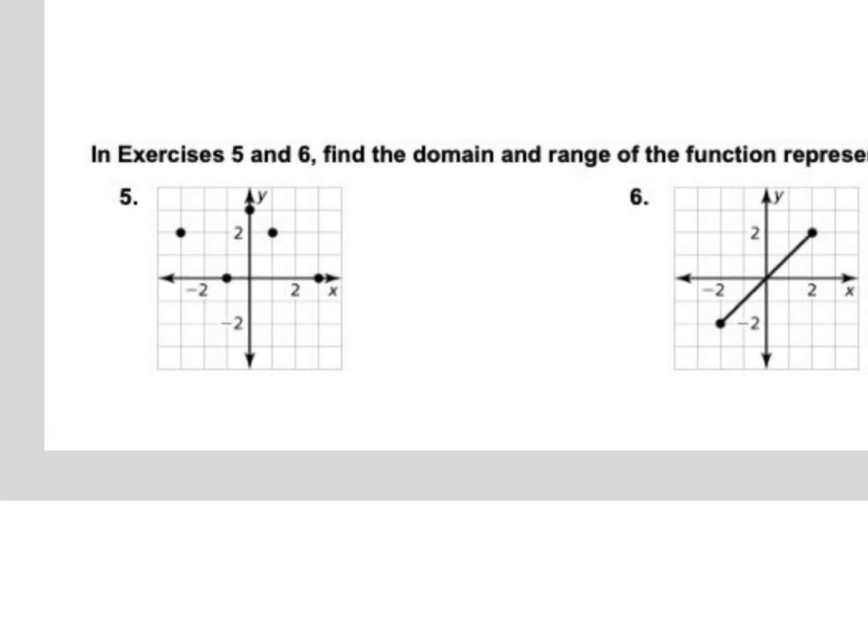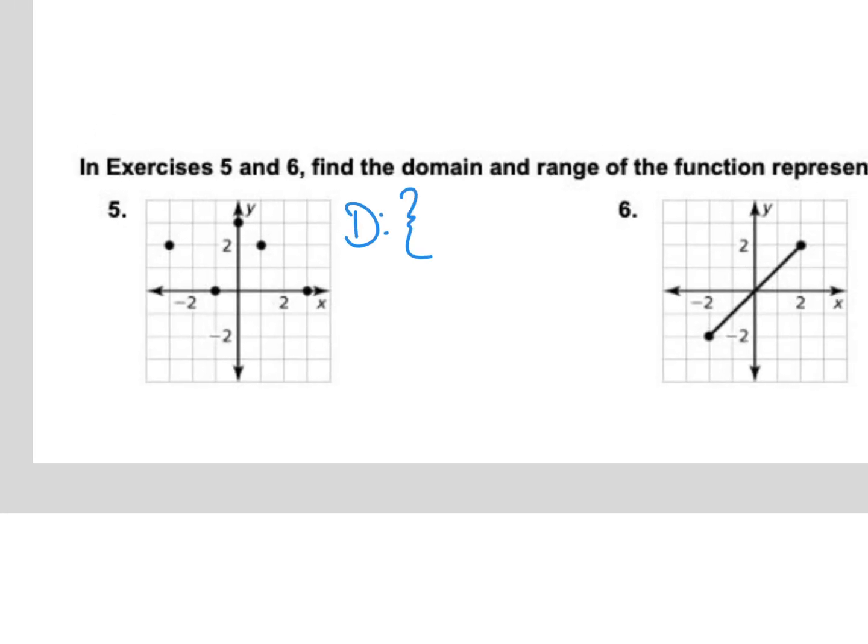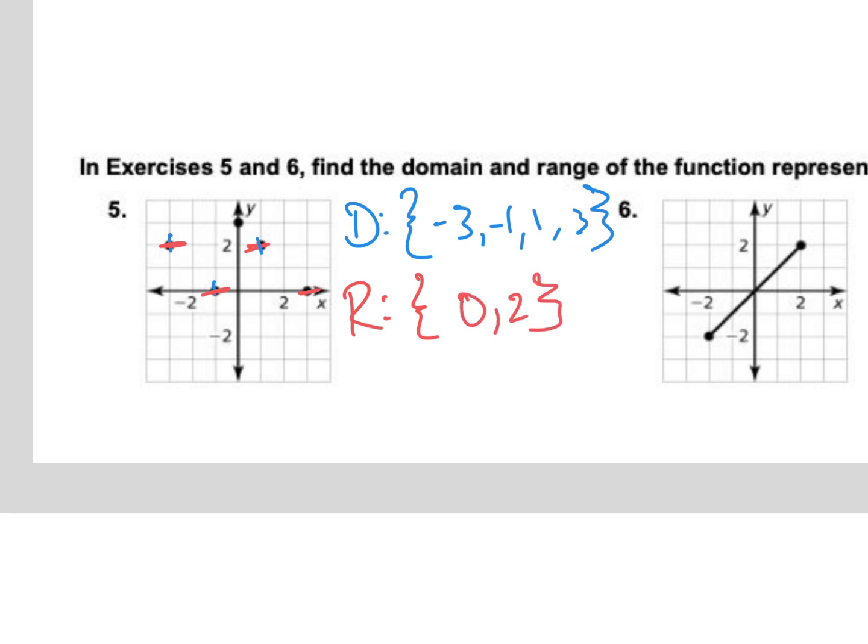Tell the domain and range. Domain, we have -3, -1, 1, 3. That's the domain. The range is -3, 0, -3. Hang on. It's not -3. It's 2, because we're up here at 2. I'm talking about the range. It's 2, 0, 2, 0. Okay. So really, I need to rearrange these to be 0, 2, and that's it.